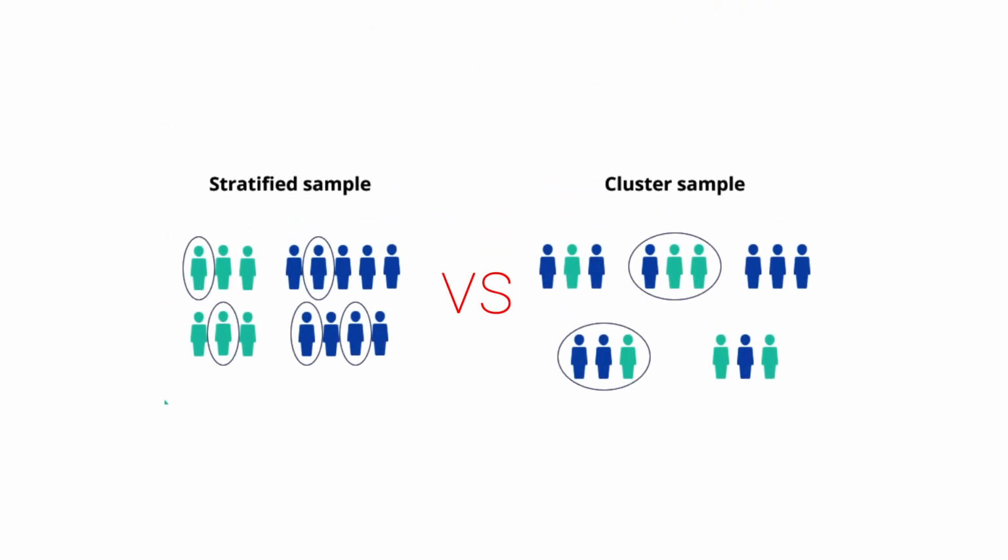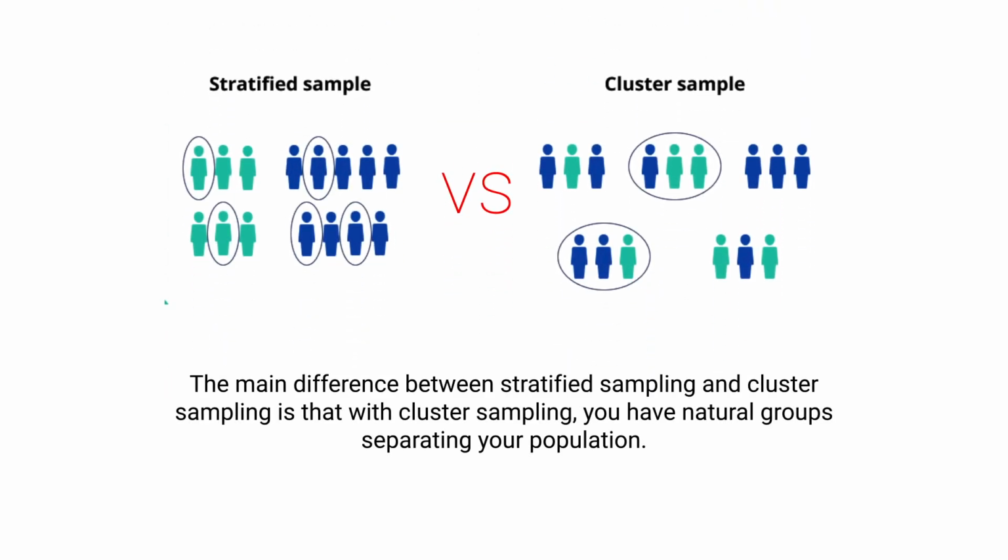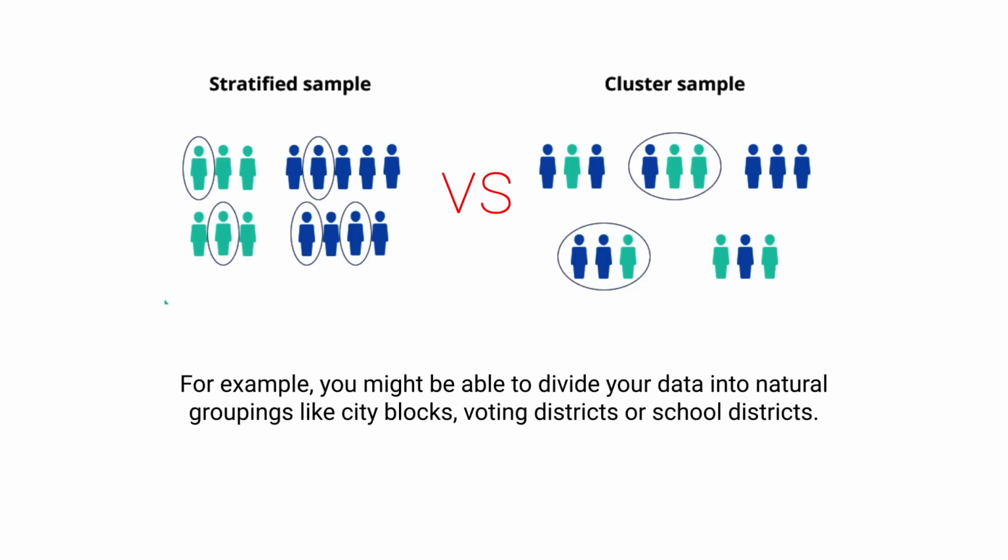If you compare stratified versus cluster, I think the main difference between stratified sampling and cluster sampling is that with cluster sampling you have natural groups separating from your population. For example, you might divide your data into natural groupings like city blocks, voting districts or school districts. And this is the example you see.